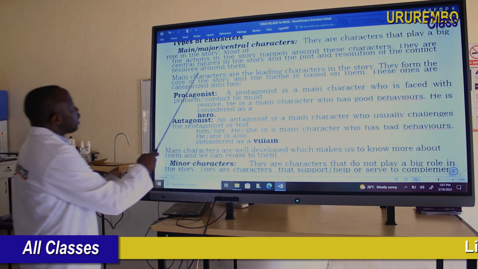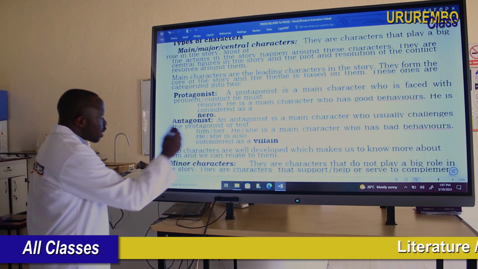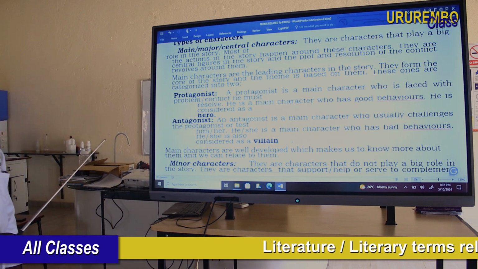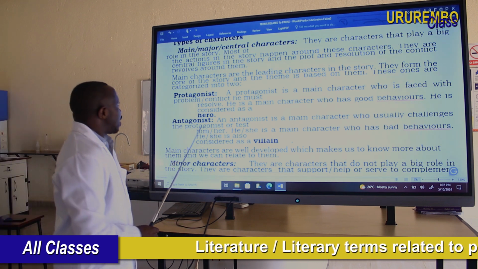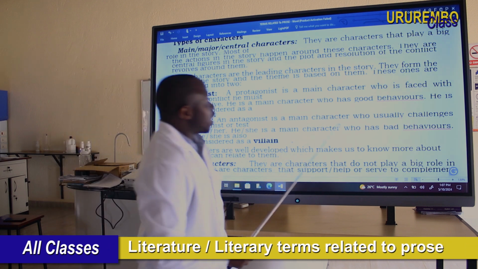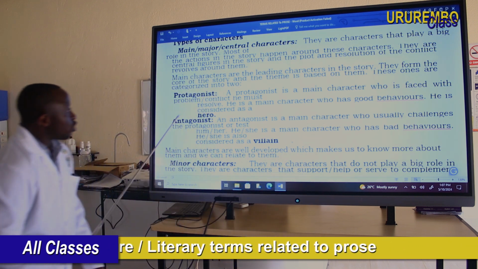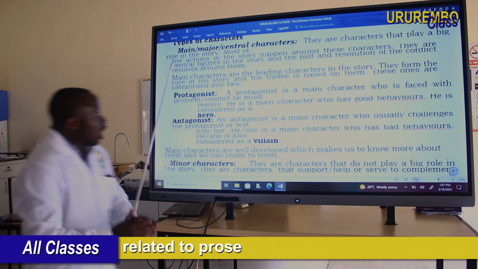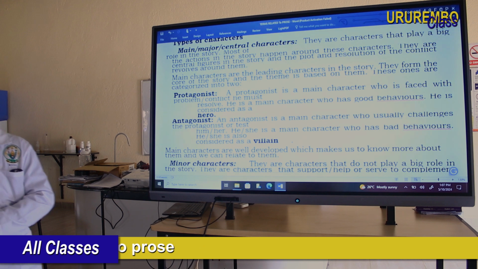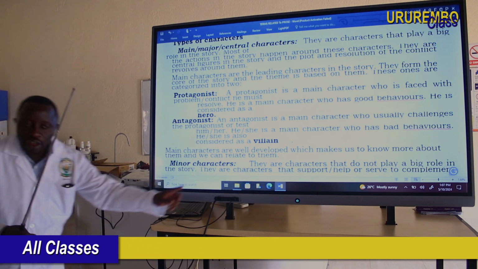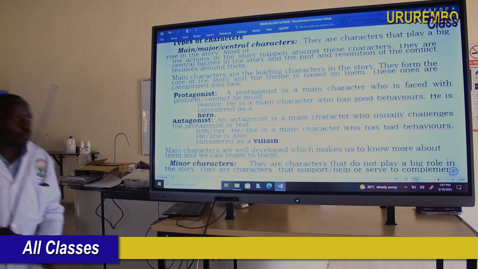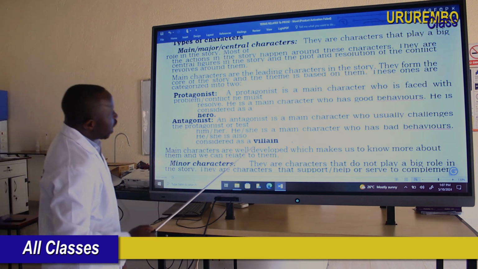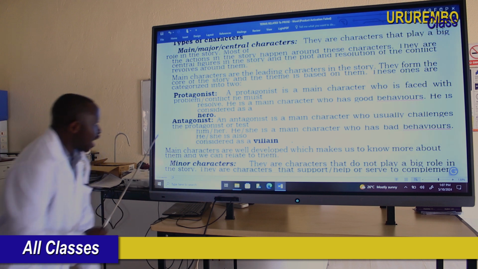We have main, major, or central characters. These main characters are the leading characters in the story, and they form the core of the story. The theme is based on them. It means everything in the story is around the main character. And then, in the main character, we have the protagonist and the antagonist.